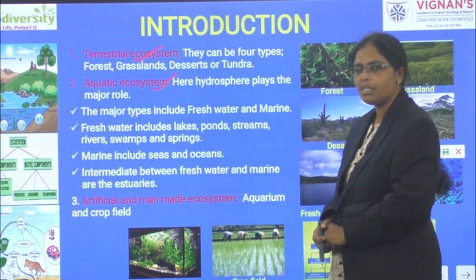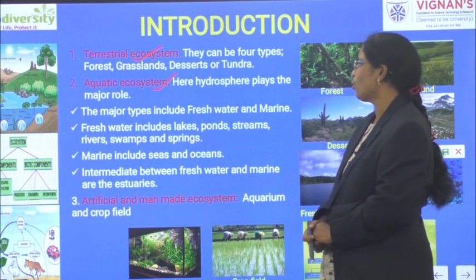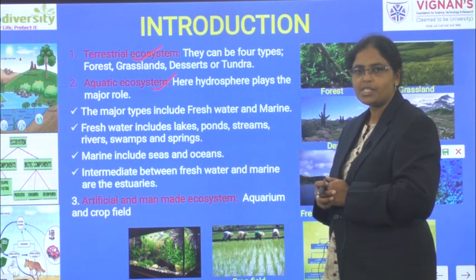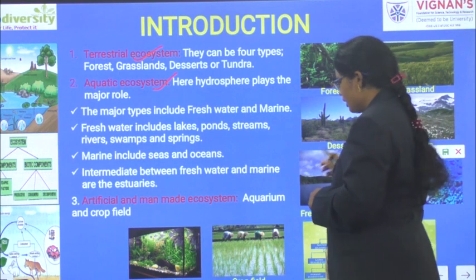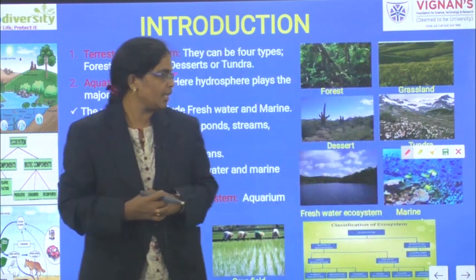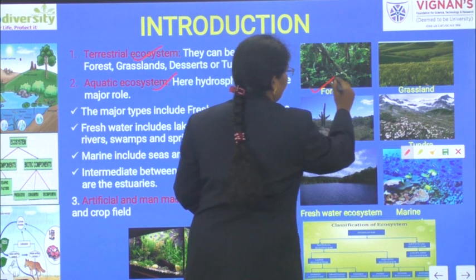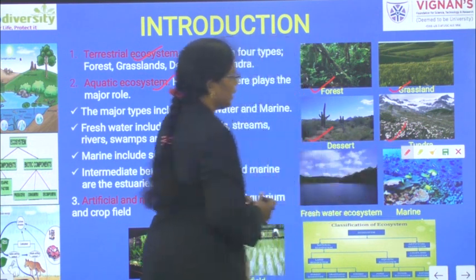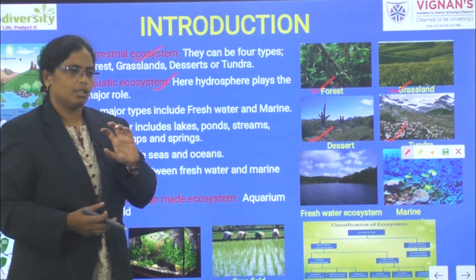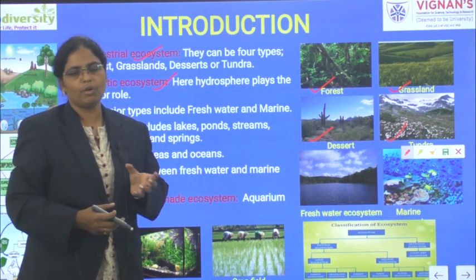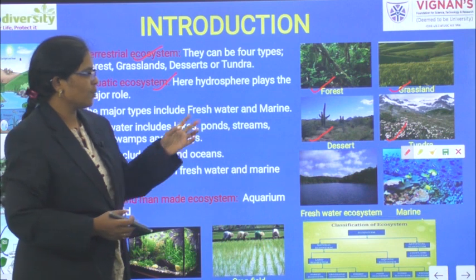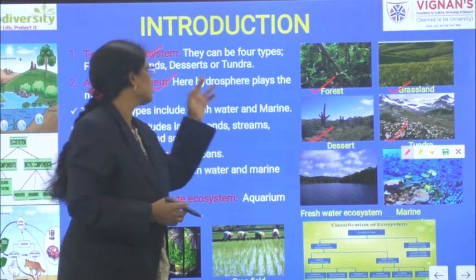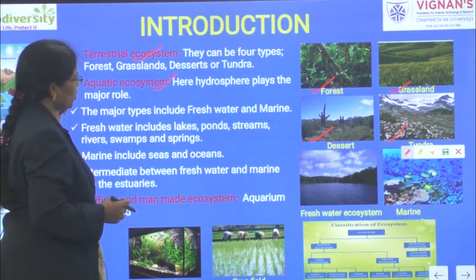Terrestrial ecosystem means nothing but land environment. So again here the terrestrial ecosystem classified into four categories. See here in this picture we can see forest type, and then grassland, desert type and tundra type. That means cold environment type of conditions prevail in this tundra region. So these four categories belongs to the terrestrial type of the ecosystem.